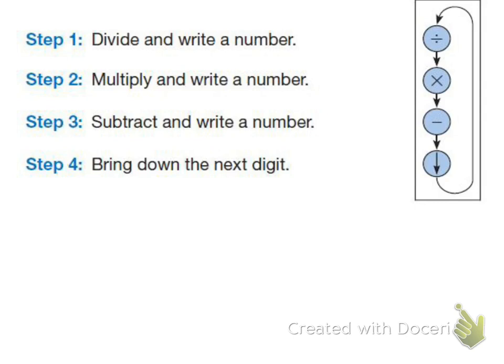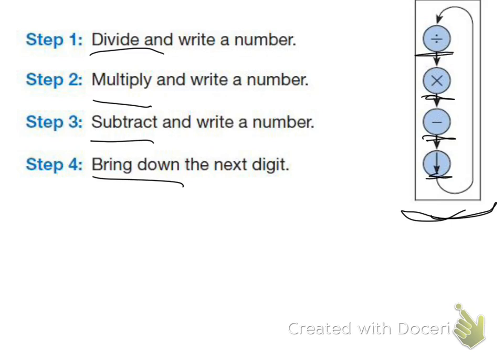In each of the smaller problems, we follow 4 steps. You divide, multiply, subtract, and bring down. As we do each step, we write a number. Drawing a division chart like this one here can help us remember the steps. Okay, so we divide, multiply, subtract, bring down, and then we start over again.